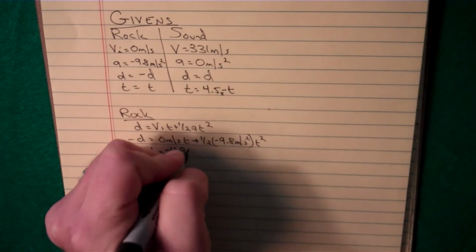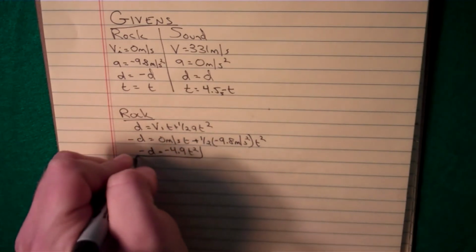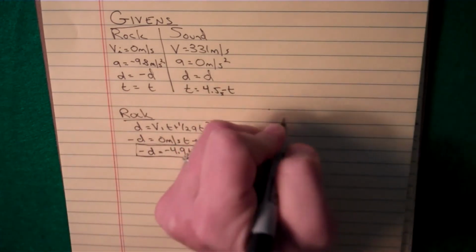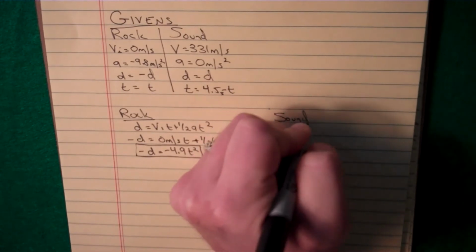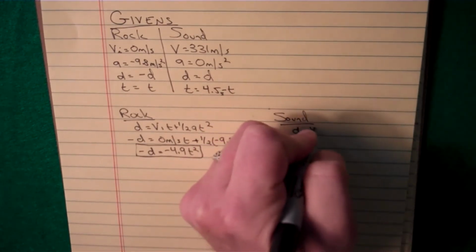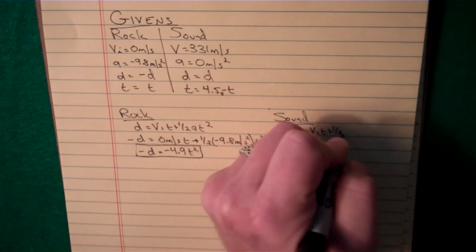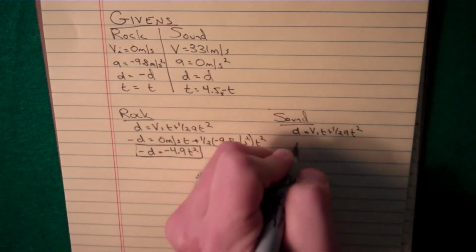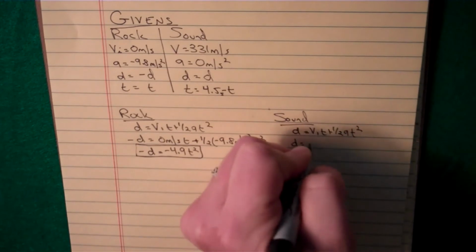Once the units are subbed in, we'll simplify to have the equation negative d equals negative 4.9 t squared, two unknowns. The same thing is done for the sound. d equals v_i t plus 1/2 a t squared will be used, and the givens will be substituted into the equation.